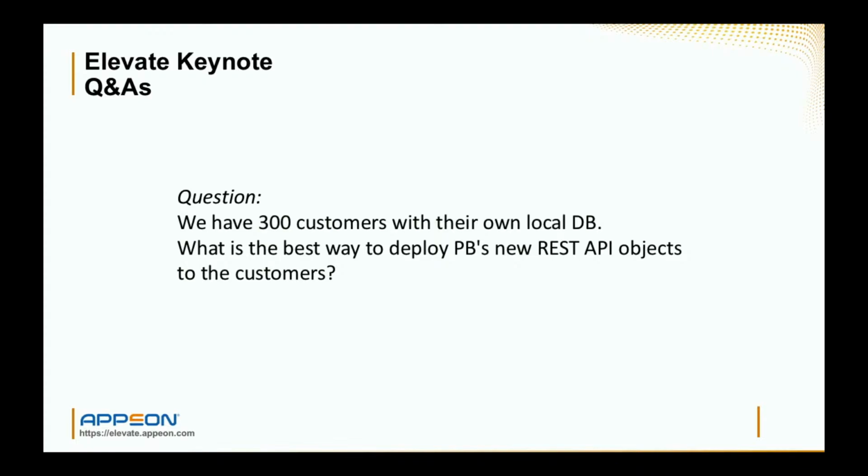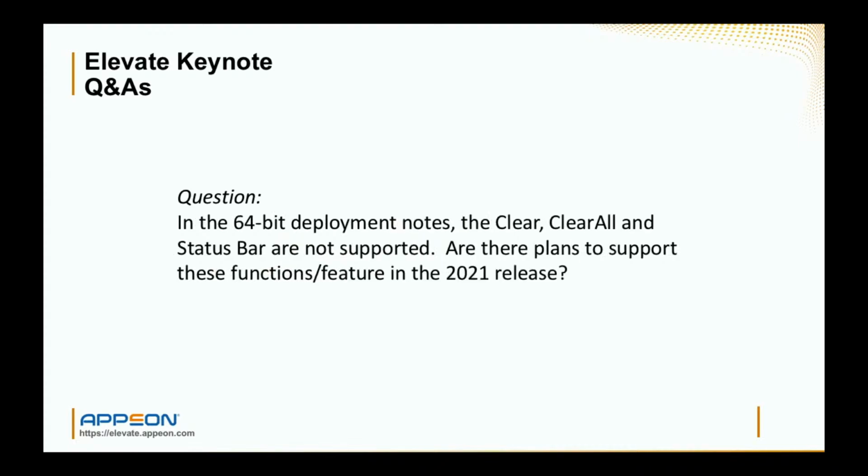Question: we have 300 customers with their own local DB. What is the best way to deploy PB's new REST API objects to the customers? The best way is to publish the REST API as an image to Docker registry. Then your customers can pull the image to their local system and use the image to run the REST API locally.